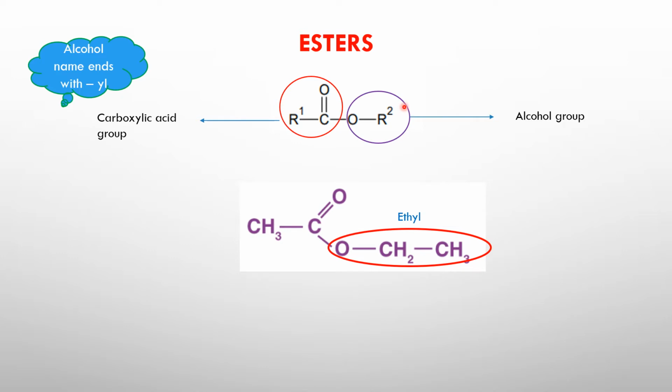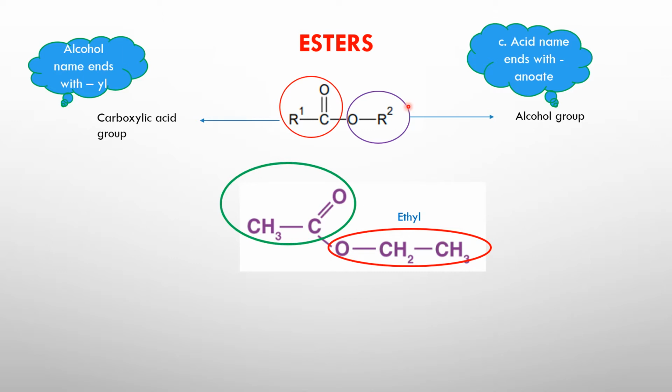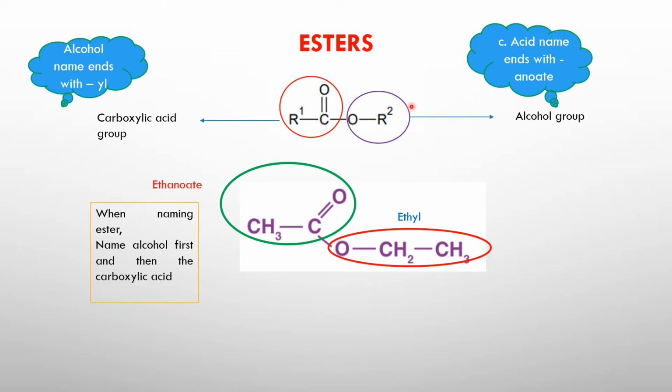Then the carboxylic acid name is going to end with anoate. This is a carboxylic acid group. So 2 carbon atoms is called eth, and then we put the suffix. So it will be ethanoate. Therefore, when we are writing the name of the ester, we will write the name of the alcohol first and then the name of the acid. When we draw the ester, we draw the carboxylic group first and then the group of the alcohol. So this particular ester is called ethyl ethanoate.